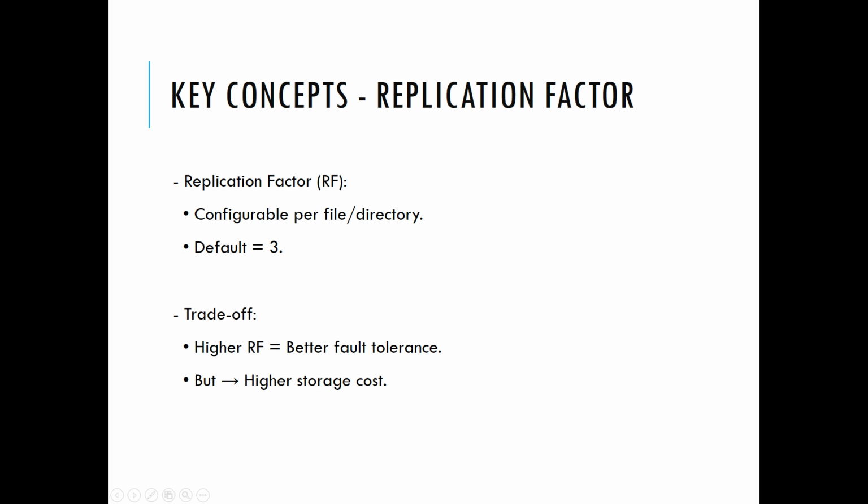However, there is a trade-off to consider. A higher replication factor, such as 4 or 5, provides better fault tolerance because there are more copies of the data. But this comes at the cost of higher storage overhead. For example, with RF equals 3, you use 3 times the storage of the original data. So, while increasing RF improves reliability, it also increases storage costs. Therefore, it's essential to choose an RF that balances your availability needs with your budget.